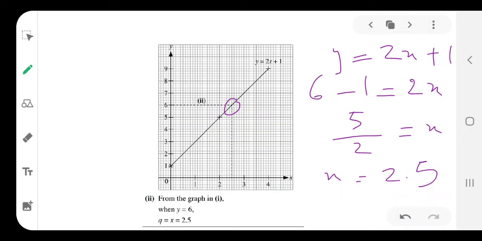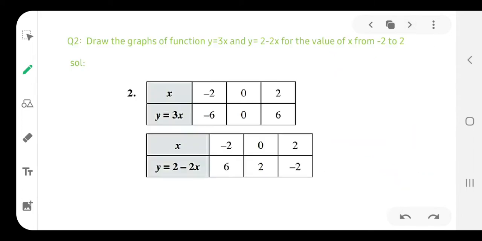Now moving toward our next question. The second question of Practice Now 1 states: draw the graphs of the functions y equals 3x and y equals 2 minus 2x for values of x from minus 2 to 2. The purpose of this question is to make us realize what we are going to do next if we have more than one function in a question.